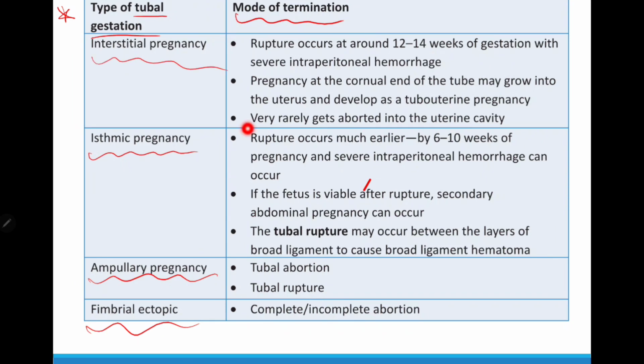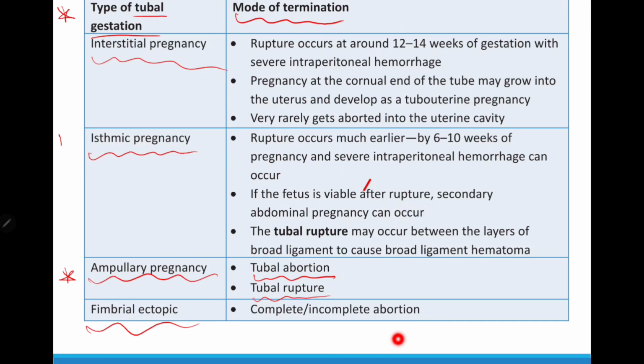Now, we will see the mode of termination first for ampullary pregnancy. What will be the mode of termination? Either tubal abortion or tubal rupture. So these are the only two possibilities for termination.